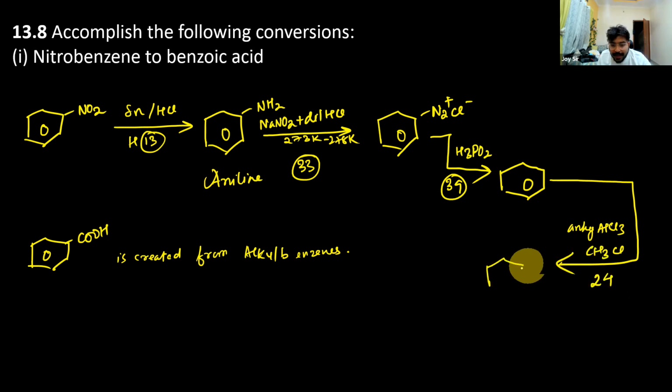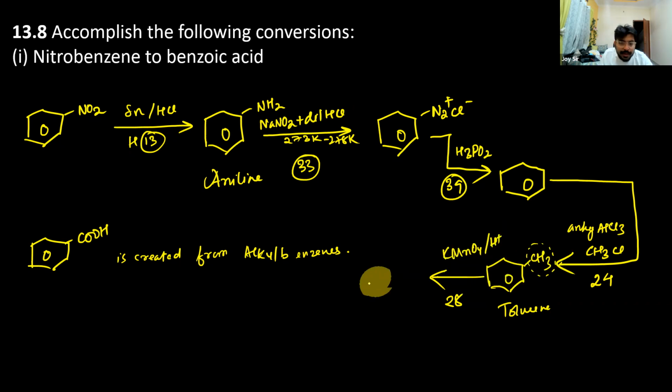This will be created as toluene. CH3 will be created. This is our toluene. This is our alkyl benzene. From this we can directly use number 28. This is an R group, an alkyl group. So KMnO4 in the presence of H plus will directly convert it into benzoic acid. It is a little bit longer, but still possible. So do it. If you are happy with this, go ahead. If you are not happy, I'll show you one more.